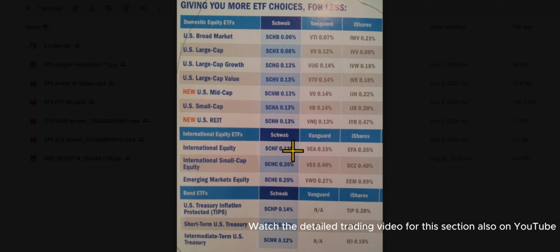So in an earlier video, I recommended that what I do is I buy a little bit of US broad, US large cap, US large growth, value, mid, small REITs, and then I go into international, etc. Now you can buy what I call the S's from Schwab, or the exact same list under Vanguard, depending on what companies you like, or iShares, for instance.